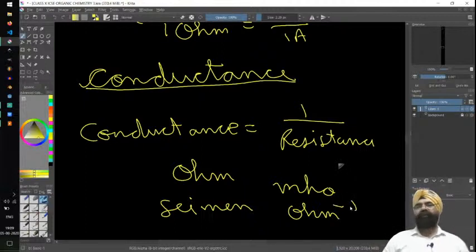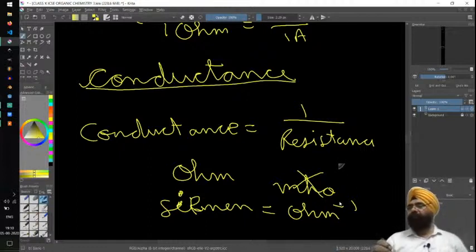And we write ohm inverse. This is the unit of conductance, siemens, written as S. It is also written in some places as ohm inverse. Earlier we used to use mho, but now it is no more used. Correct? That finishes today's class.